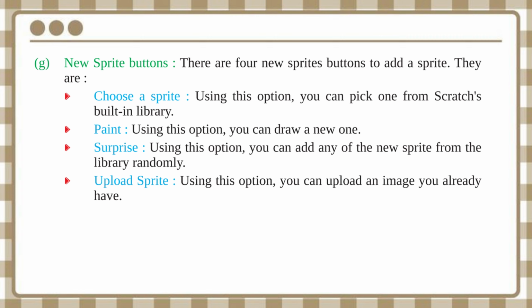Using this option, you can pick one from Scratch's built-in library. Paint. Using this option, you can draw a new one. Surprise. Using this option, you can add any of the new sprites from the library randomly. Upload sprite. Using this option, you can upload an image you already have.